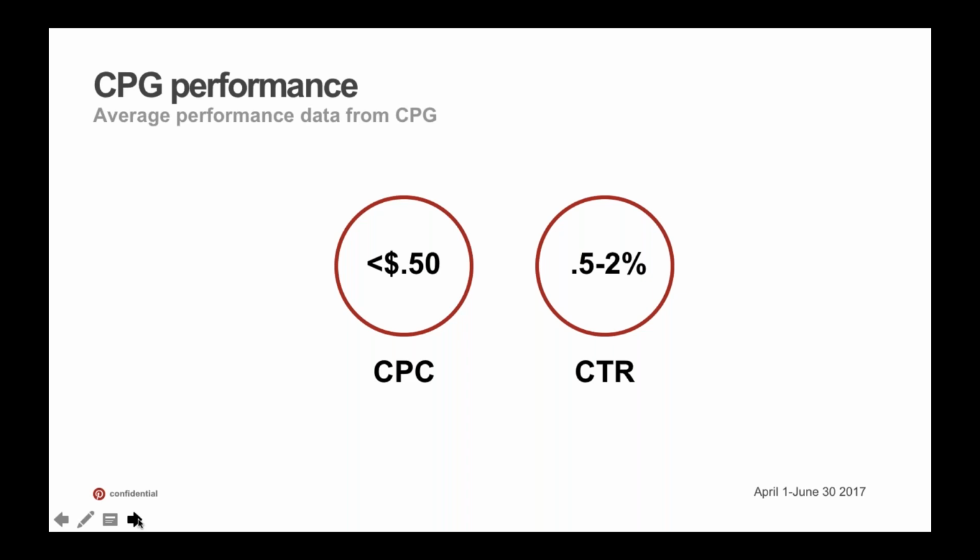Additionally, click-through rates have been on average between 0.5% to 2%. This is a broader range because of the visual nature of our creative. Pins contain images as well as text, and based on the products, the verticals, the actual brand itself, and the kind of creative that they've built out, click-through rate can vary based on how pinners interact with that image.